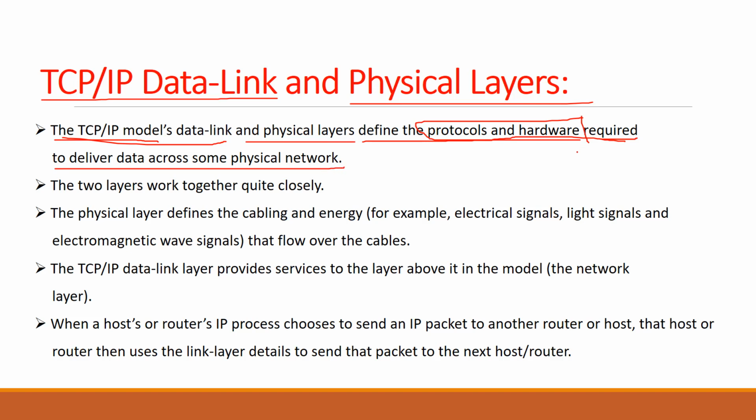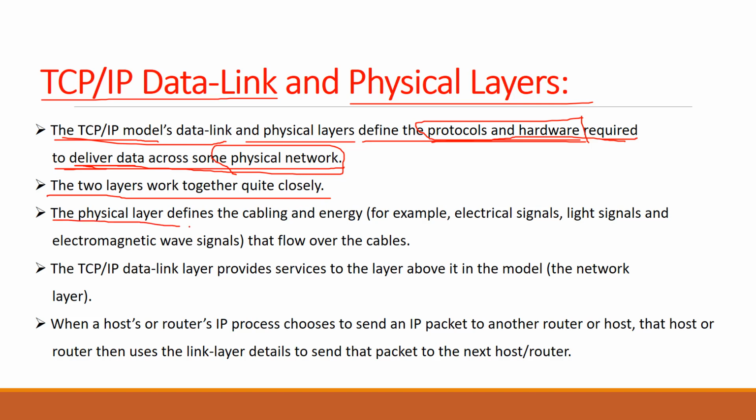As you saw in the example of the post office, we described the post office man, the truck, and the plane. Those are the equivalent of the function of the data link and physical layers, because they define the protocols and hardware required to deliver data across some physical network. Actually, the two layers work together quite closely.